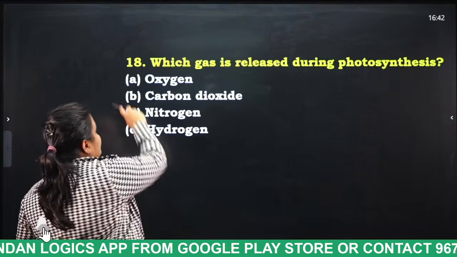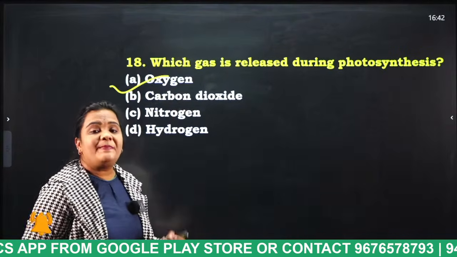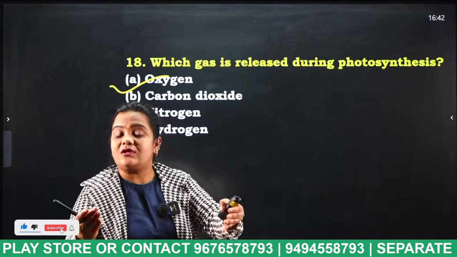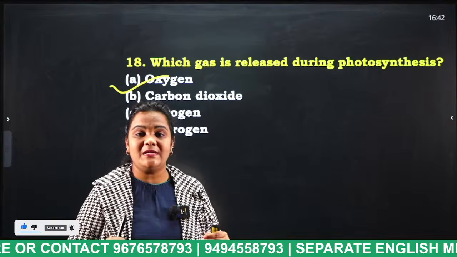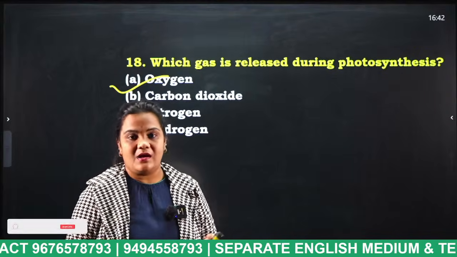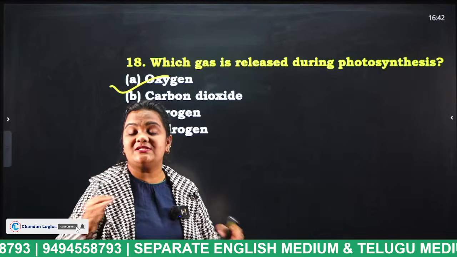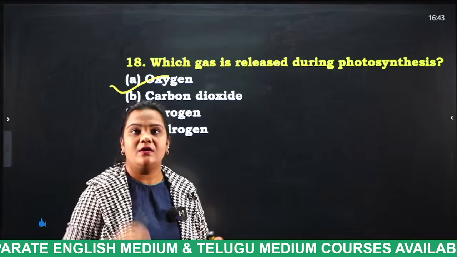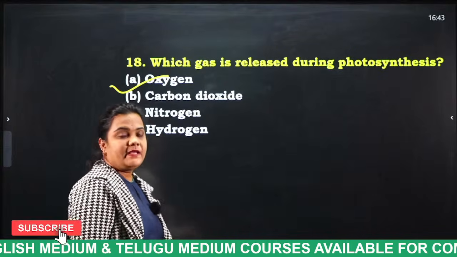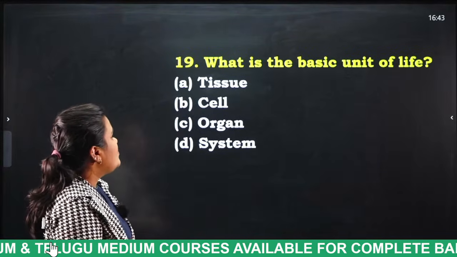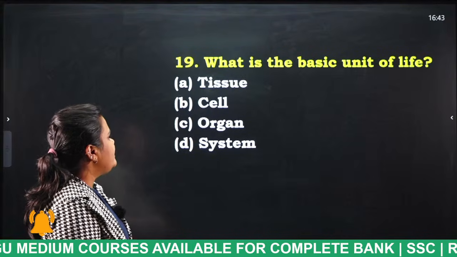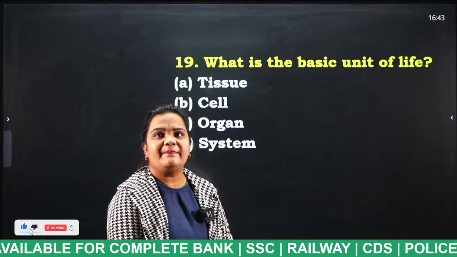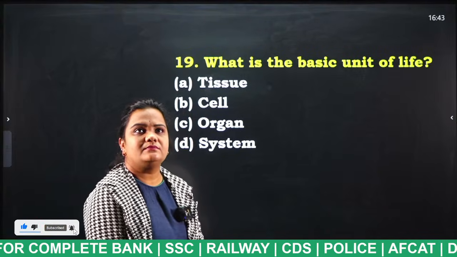Oxygen. Very good. Plants inhale carbon dioxide and exhale oxygen, and that oxygen is inhaled by human beings, and we exhale carbon dioxide. The whole gas exchange in human beings takes place in which part of the lung, students? Alveoli. Okay? Next. What is the basic unit of life? Tissue, cell, organ, system.